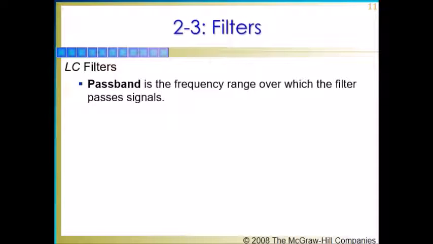Passband. Passband is the frequency range over which the filter passes signals. It is the range of frequencies or wavelengths that can pass through a filter. For example, a radio receiver contains a bandpass filter to select the frequency of the desired radio signal out of all the radio waves picked up by its antenna. The passband of a receiver is the range of frequencies it can receive.